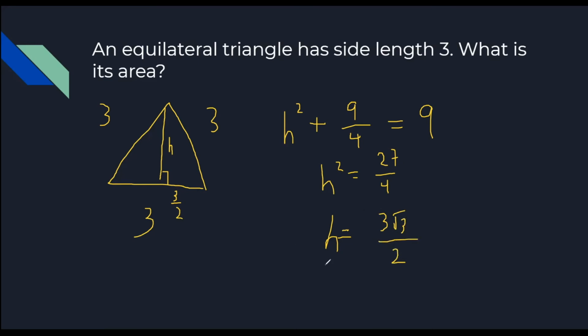And then how do you find the final answer? You just do the length times the height divided by 2. Okay, so we multiply this one by 3 and then divide it by 2, right? Yeah. So the final answer should be, I think, something like 9 root 3 over 4. Did anyone else get that?